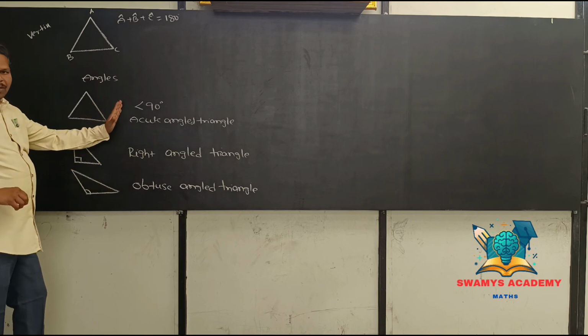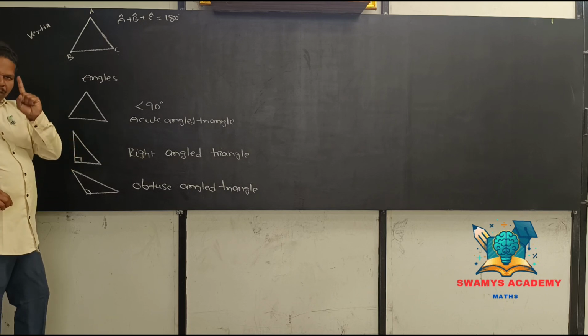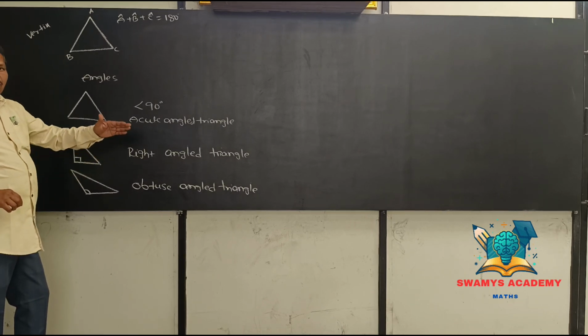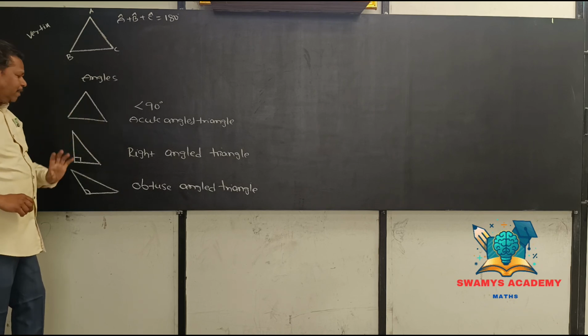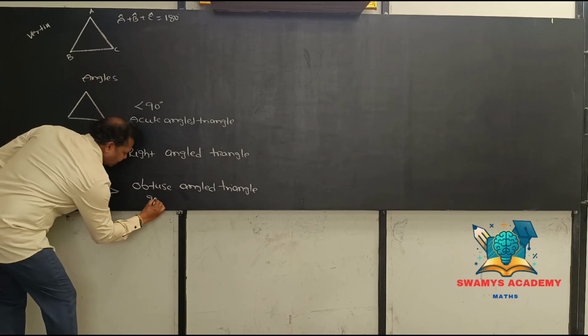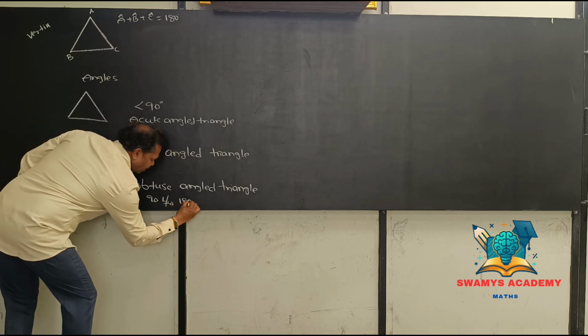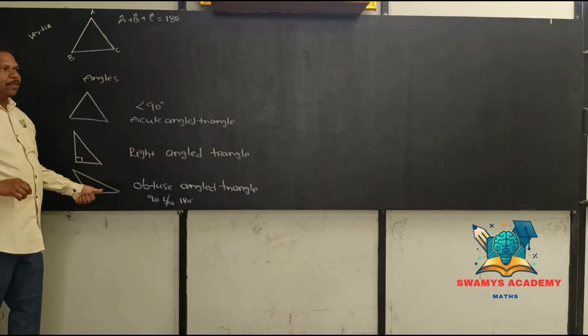Acute angle triangle means all the angles will be below 90 degrees. Right angle triangle means only one angle will be 90 degrees. Obtuse angle triangle means 90 degrees above, 180 degrees below, one angle will be between 90 and 180 degrees, so that we call an obtuse angle triangle.